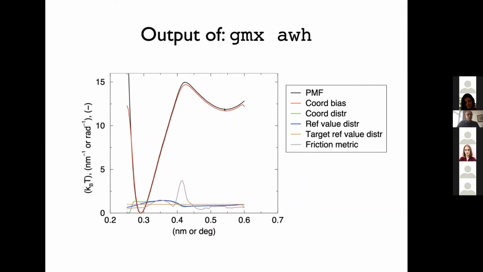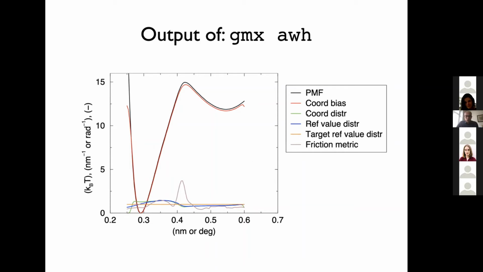Then there's the coordinate bias. That's actually the bias applied to the system. It's very similar to the potential of mean force, as you see, but because of the umbrella potential, which is convoluted, it's slightly less sharp. You see it smoothed out a bit. The output automatically deconvolutes the bias, so you get the actual PMF without the umbrella. Here the umbrella is quite tight, but if the umbrella is weak, you might get a smoothed-out PMF, but that's automatically accounted for in the output.